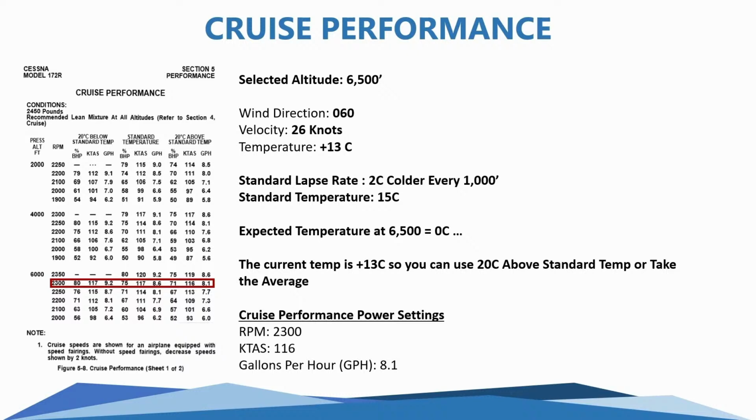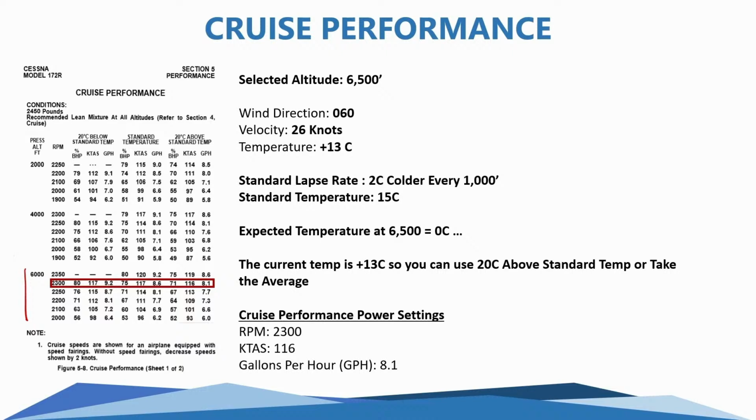So our selected altitude is 6,500, and this Cessna, of course, does not have 6,500. We've got 4, 6, and 8,000 values in terms of pressure altitude. So the closest one that we are going to be able to look at is going to be the 6,000 foot range that you guys see right here.